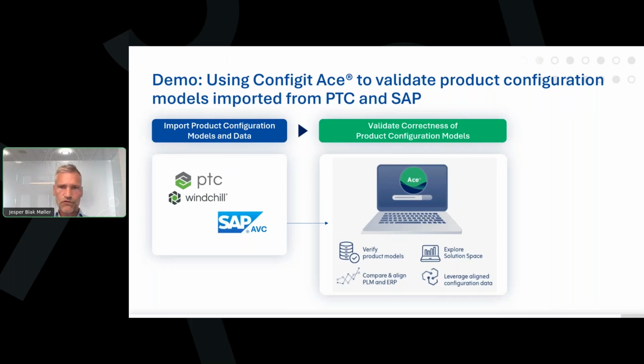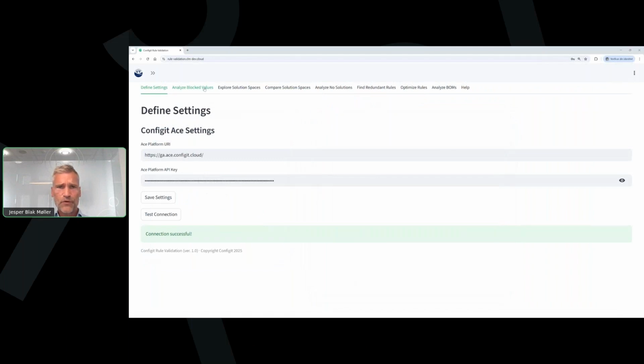And I've compiled the rules in each model into a virtual table. And we can now use the verify module in Ace to validate the correctness of the two models. So let's see how that works. So first, I'm going to analyze whether the engineering model from PLC Windchill has any blocked values. So that's values that you can never select.